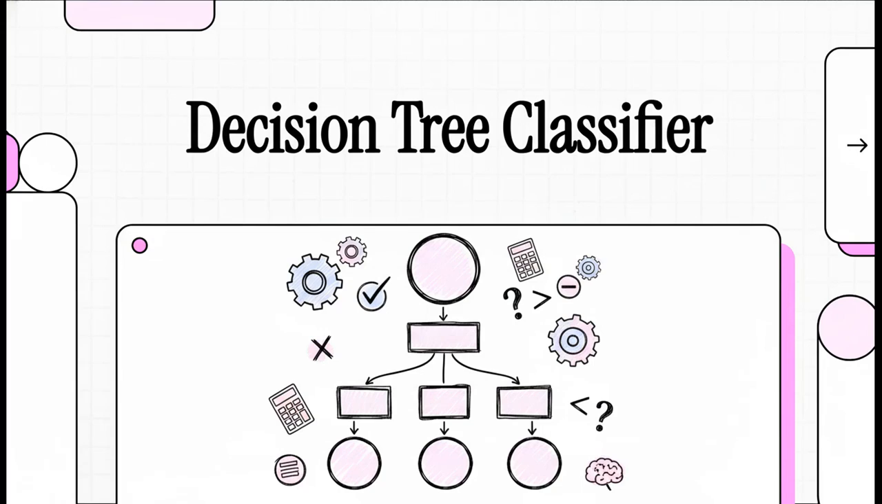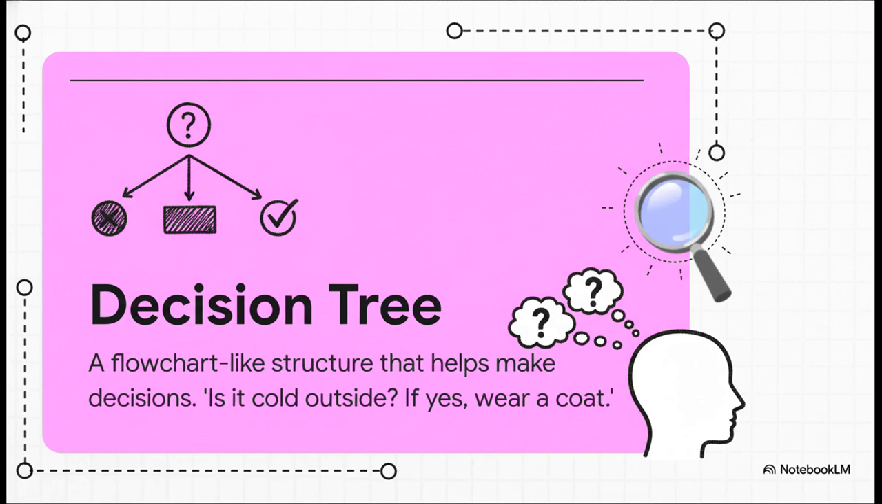Welcome to the Explainer. Ever wonder how a machine can learn to make decisions, kind of like we do, but with the cold, hard precision of math? Well, today, we're going to find out by building one of the most intuitive models in machine learning from the ground up. At its core, a decision tree is basically a game of 20 questions.